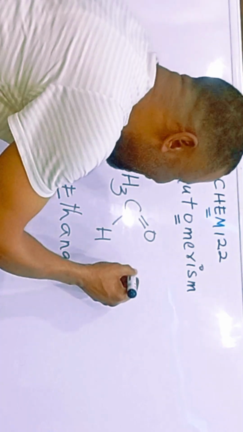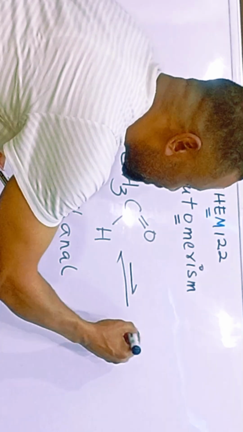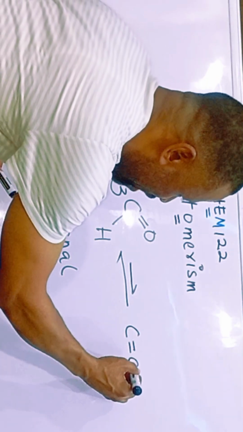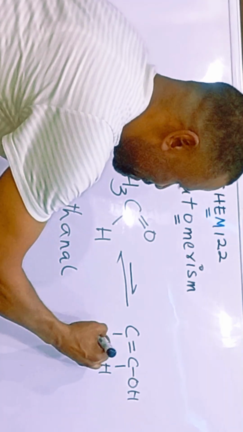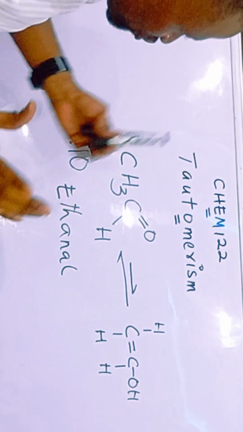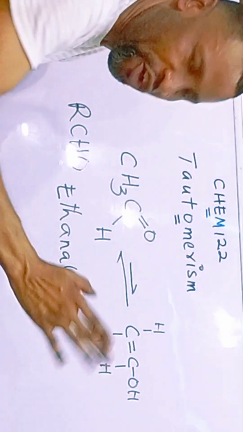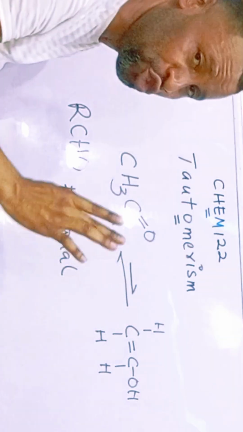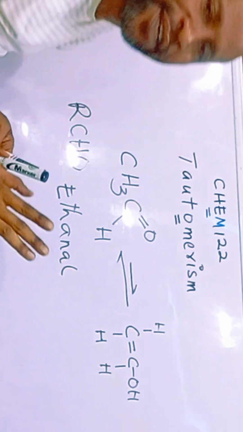Now, take a look again at this one. I want to show you something. If I write this one, watch me. Take a look. I think this structure is in order. Yes, it is. Remember that for any organic structure to be correct, each carbon atom must be surrounded by a total of 4 bonds: 1, 2, 3, 4. 1, 2, 3, 4. So it's in order.